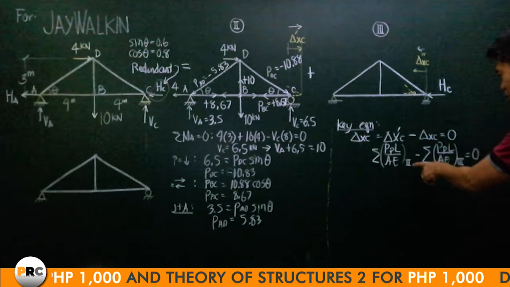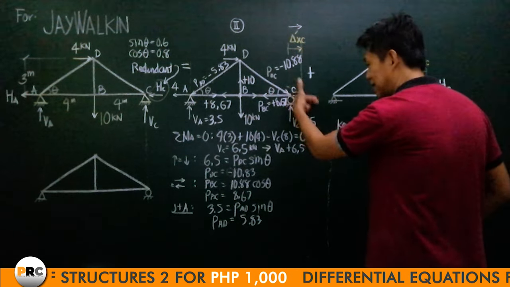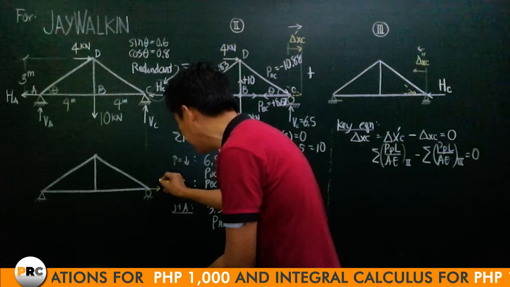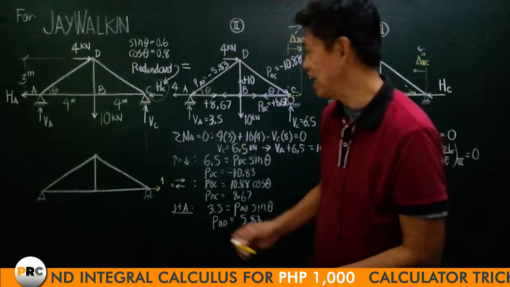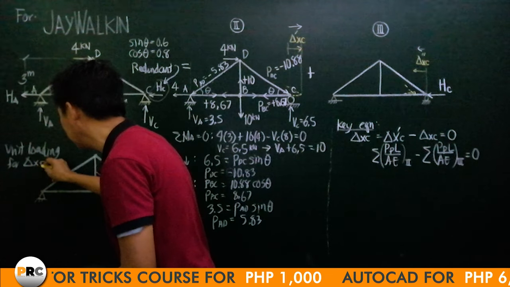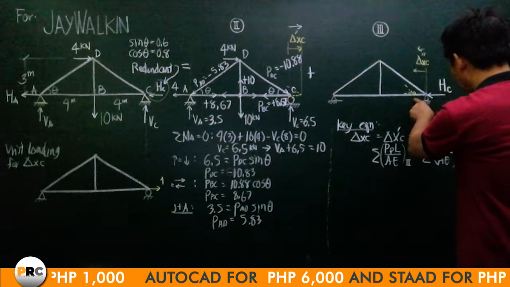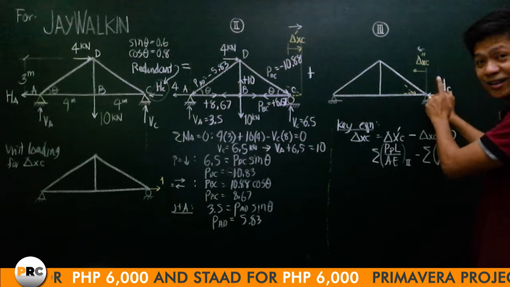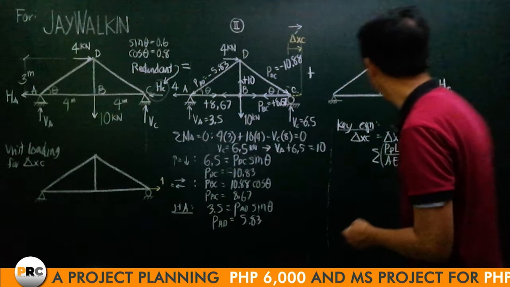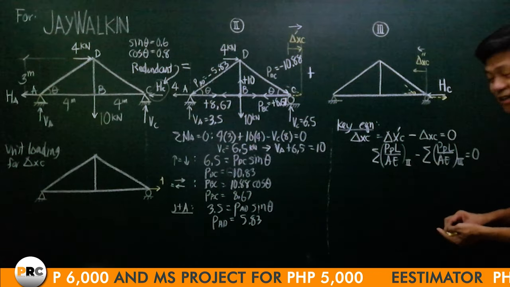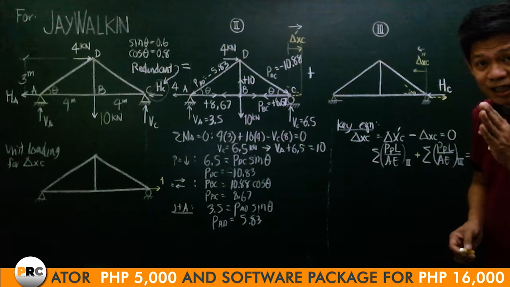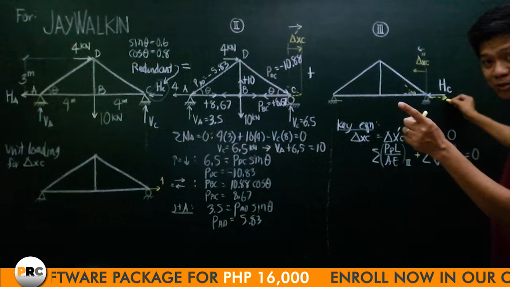Why? Because if I want the deflection to the right using the unit load method, my unit loading for delta XC is this one. I will apply a unit load at C. This is the unit loading for delta X at C. If I draw HC to the right, no? If I instead draw this in the same direction as the unit load, then I will have to reverse the sign of this, so it will become plus. But the correct direction of HC will be revealed by a negative sign in its value.